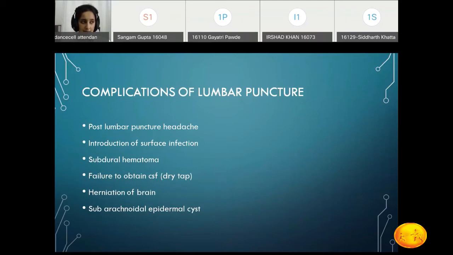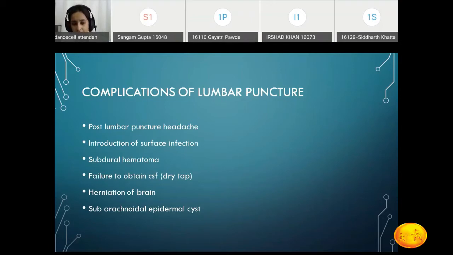Another complication is subdural hematoma, and if an inexperienced person is doing a lumbar puncture, he may injure the small arteries, the vasa nervorum. You can injure the arteries and capillaries feeding the nerves, so it may lead to subdural hematoma. And another complication is failure to obtain fluid. Sometimes, again, due to inexperienced hands, or because of faulty posture, or because of low intracranial tension, you may also obtain a dry tap.